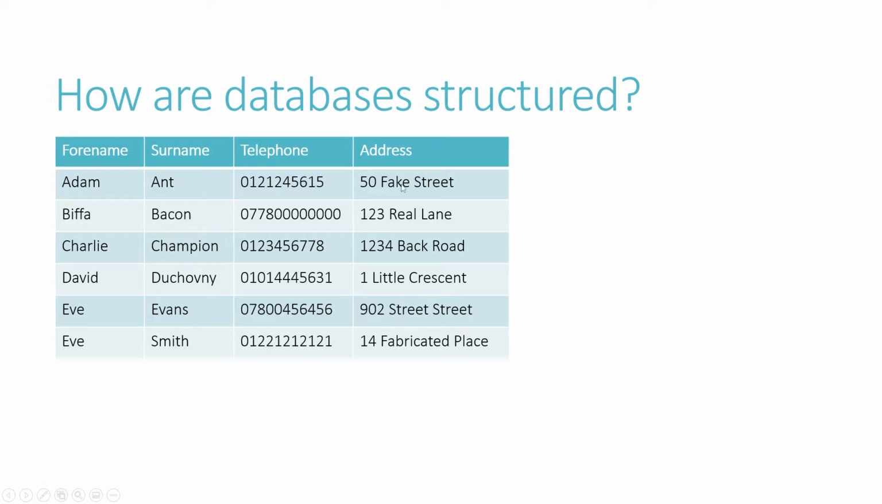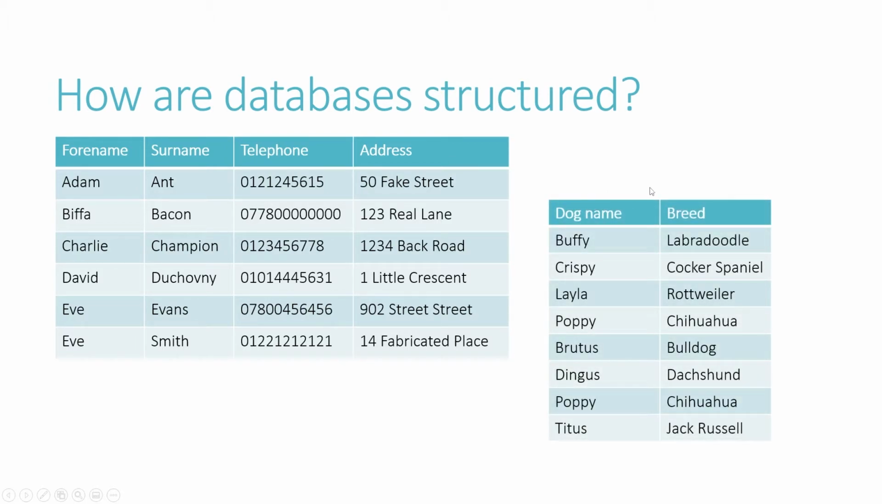And each row is also known as a record. So this is Adam Ant's record. We've got Biffa Bacon's record. That record stores all of the information related to that one particular instance, that one person in this case, the dog walker. In a single file, we could have multiple tables. Here we have the dogs that these walkers are going to walk. Some cool dogs in here.